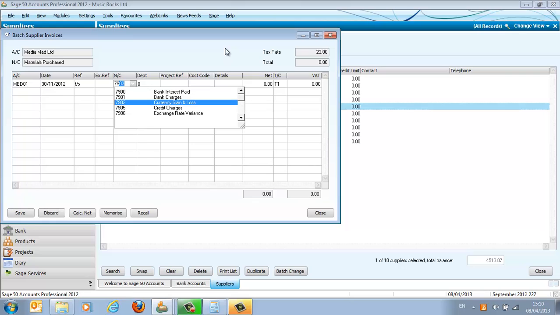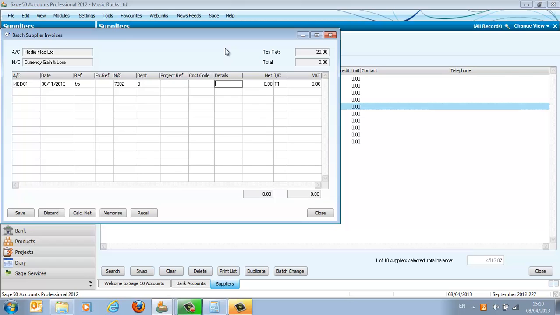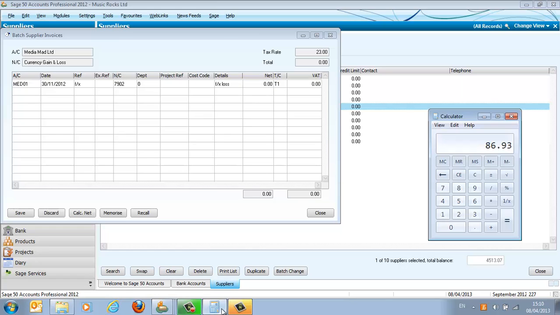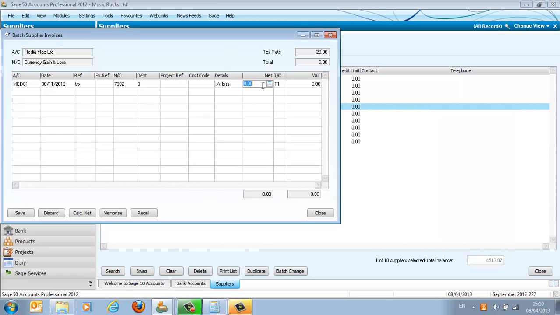Guess what it's dealt with? It's either 7901 or 7906. Department blank, project reference blank, cost code blank, details: FX loss, because it's costing you more. Put in your difference, which we worked out as 86.93, T9, and save.